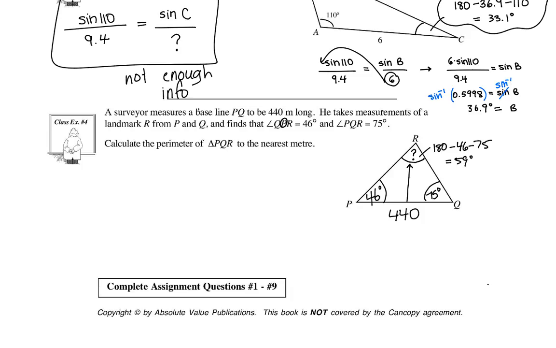All right. So sine of 59 goes with 440. And again, it doesn't matter if I put sine on the top or the bottom as long as you're consistent. Okay, so that's our guide. That's our guiding ratio. Can I have another ratio?